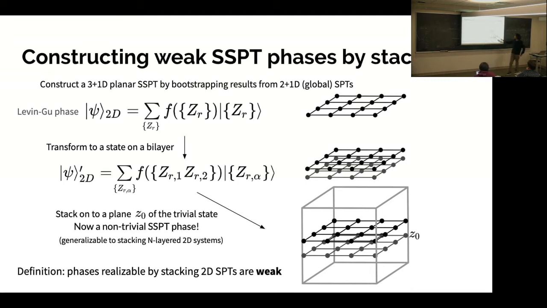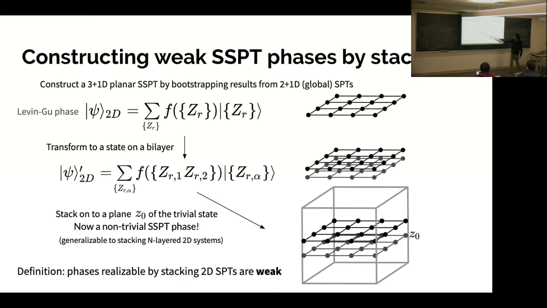Now, in order to use this to create a subsystem SPT, what you do is you transform it to a state on a bilayer using the same function f, but now instead of depending on z, it depends on z on the first layer multiplied by z on the second layer. And once you do this, you can write down some Hamiltonian that realizes this state, and you can stack it on top of your trivial paramagnetic phase.